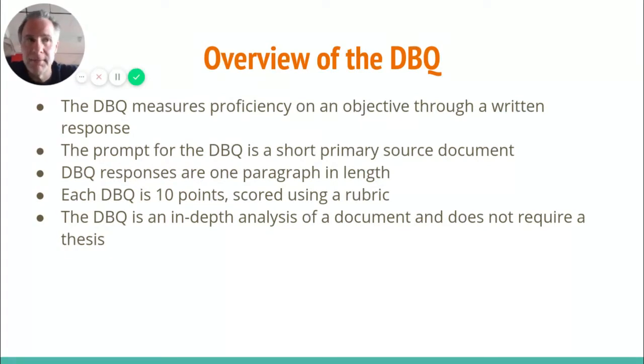Your response is 1 paragraph in length. It runs about a quarter of a page, similar to the FRQ. If you get too much longer than that, that means you've just got a lot of extraneous information you don't need, and you're probably going to get tight on time in your answer. Like all objectives, the DBQ is 10 points. We score it using a rubric, which you'll see in the next video.